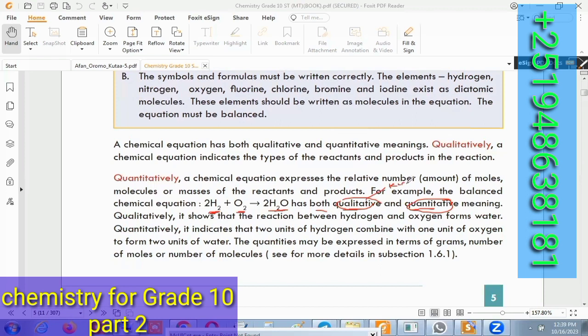Qualitatively it means kind or type, quantitatively simply amount. Qualitatively, the type of elements shows that the reaction between hydrogen and oxygen forms water molecule. Quantitatively, it indicates that two units of hydrogen combined with 1 unit of oxygen, one oxygen molecule, to form 2 units of water.